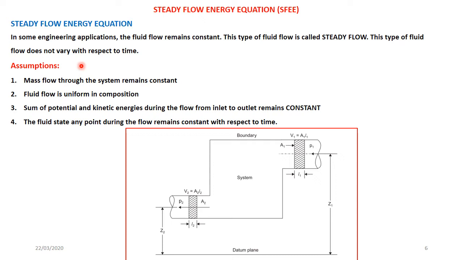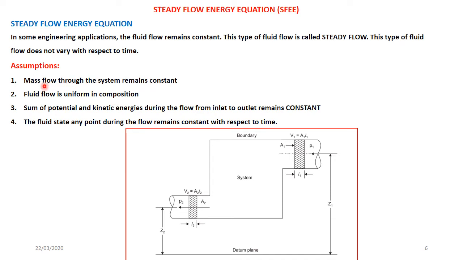Flow remains constant. So this type of fluid flow is called steady flow. This type of fluid flow does not change or vary with respect to time. So there is no variation when the fluid is flowing from one point to another point. There will be no change with respect to time. So what are the main assumptions before you derive the steady flow energy equation?